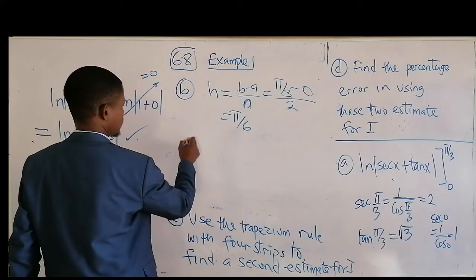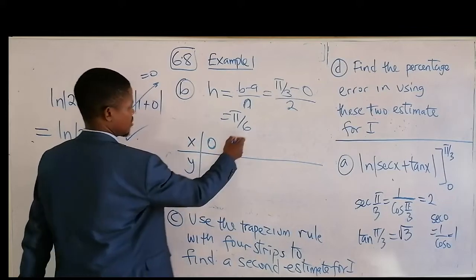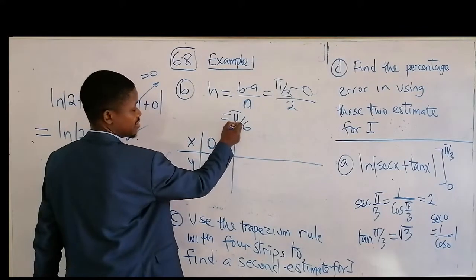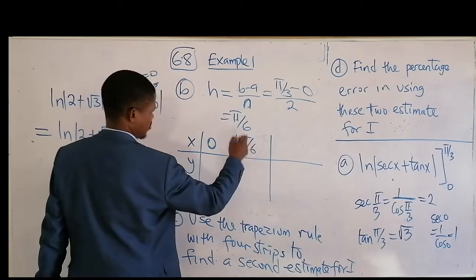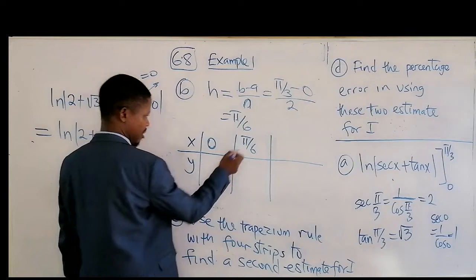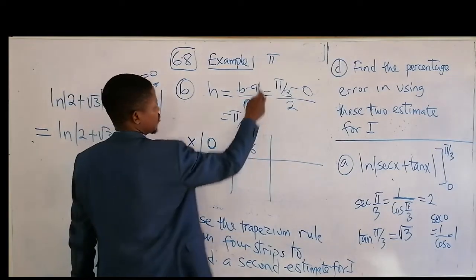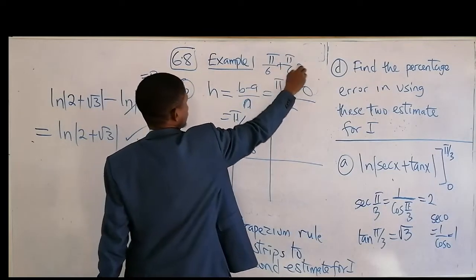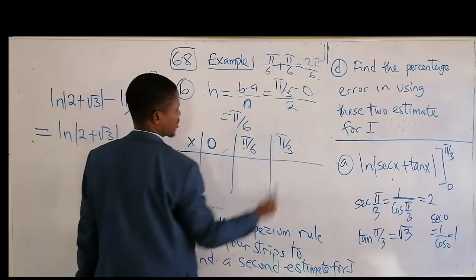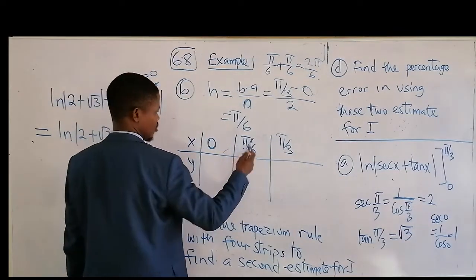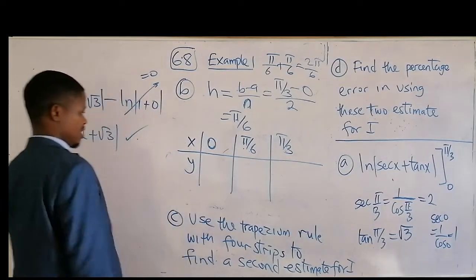Then we can form a table for x and y. Our values start from the lower boundary, which is 0. Then the next value is plus the h, that's pi over 6. Then this one also plus pi over 6. You keep increasing your x by h. So pi over 6 plus pi over 6 is 2 pi over 6, and that's pi over 3. Your values must end at the upper boundary, which is pi over 3.